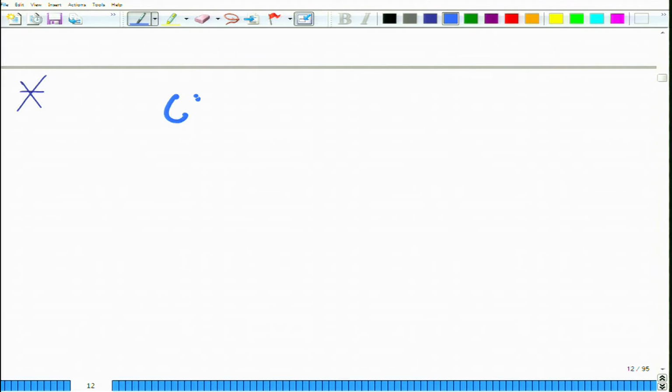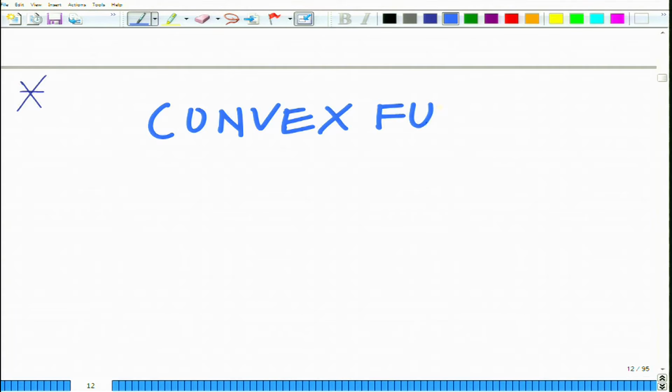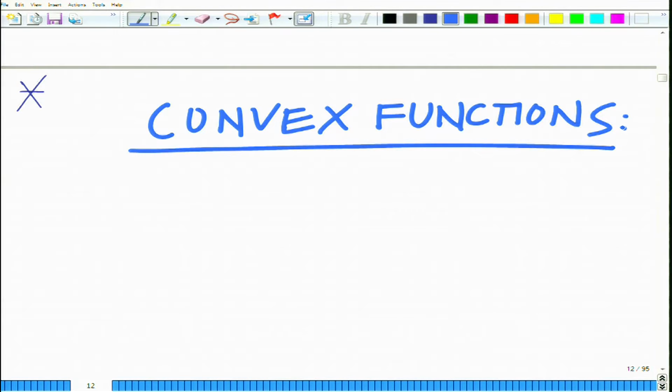So, we are looking at convex functions. Let us continue our discussion on convex functions.